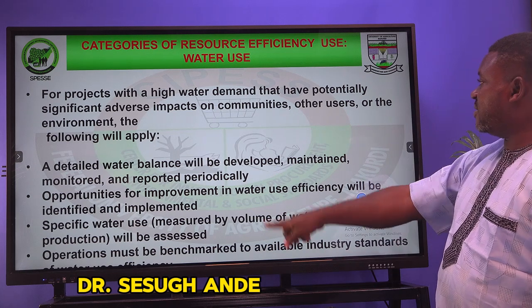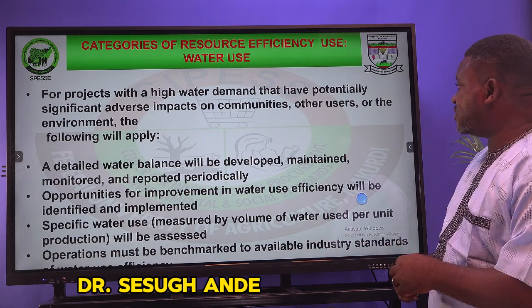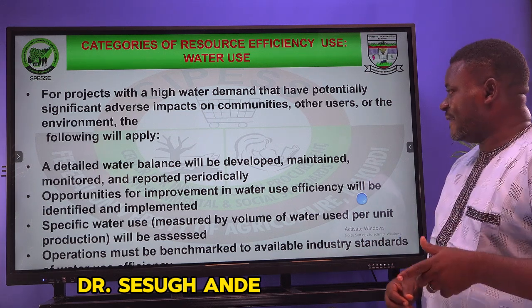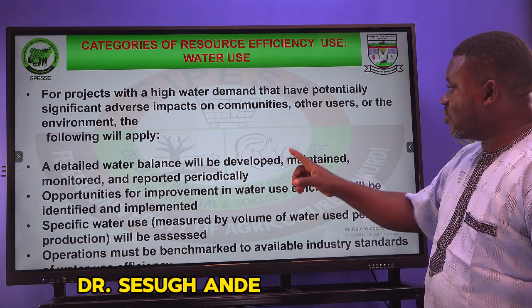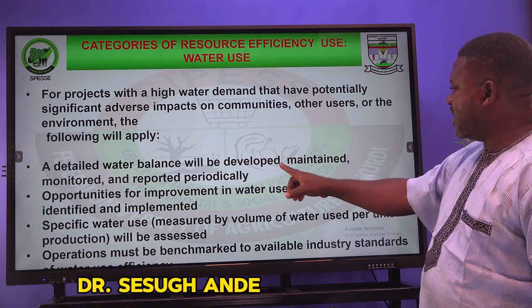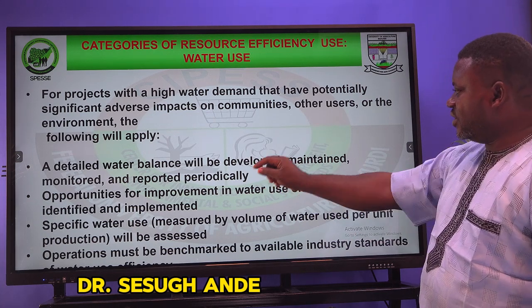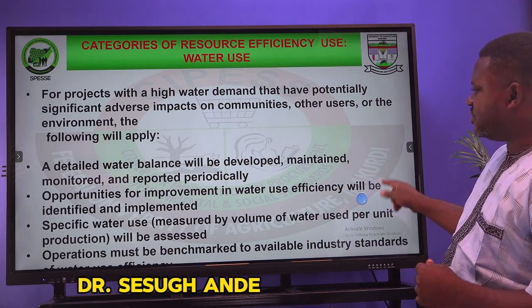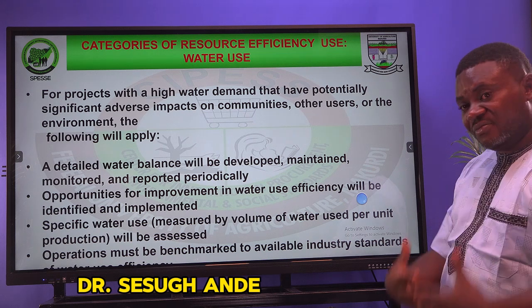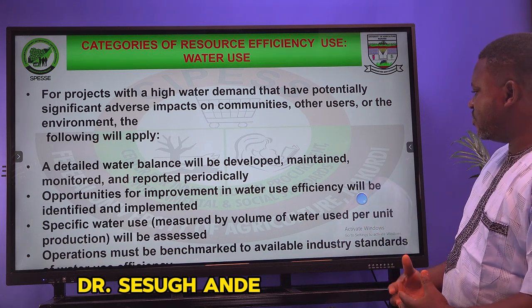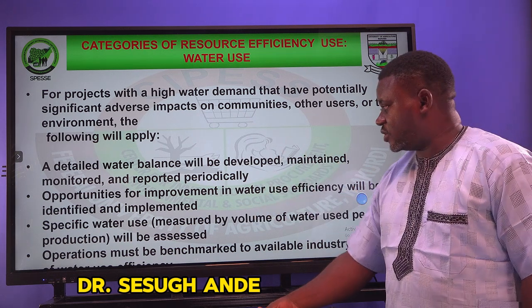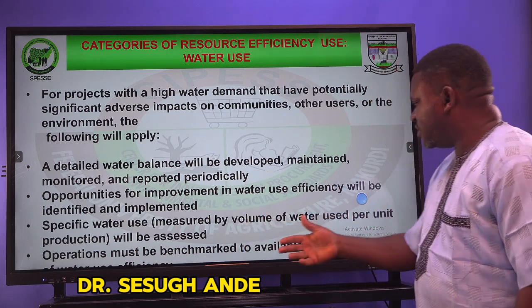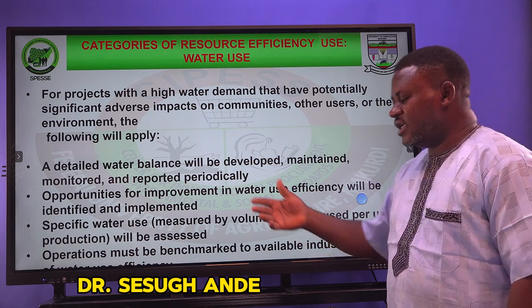For projects with high water demand that have potential significant adverse impacts on communities, other users, or the environment, the following have to apply. Number one is a detailed water balance. A detailed water balance will be developed, maintained, monitored, and reported periodically. Two, opportunities for improvement in water use efficiency will be identified and implemented. And then specific water use, measured by volume of water used per unit production, will be assessed, and operations must be benchmarked to available industrial standards.